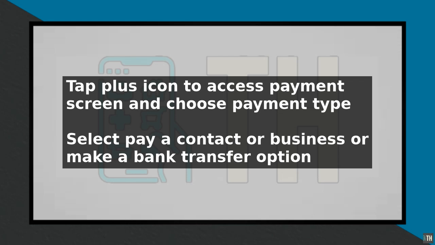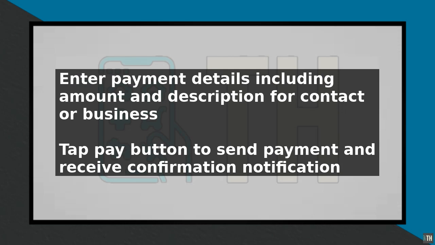To make a bank transfer, select the Bank Transfer option and enter the account details of the recipient. You will need to enter the account number, sort code, and the amount you want to pay. You can also add a description if you want to. Then tap the Pay button to send the payment.